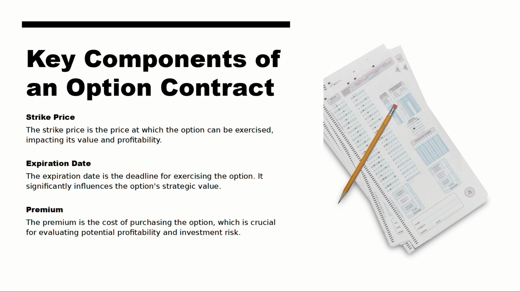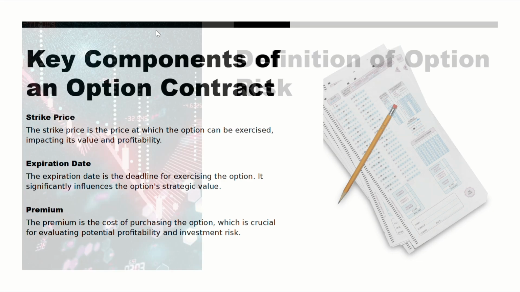Key components of an option contract. Strike price: the price at which the option can be exercised, impacting its value and profitability. Expiration date: the deadline for exercising the option. It significantly influences the option's strategic value. Premium: the cost of purchasing the option, which is crucial for evaluating potential profitability and investment risk.